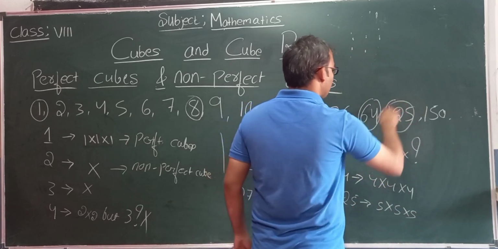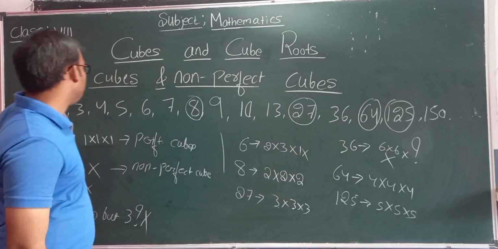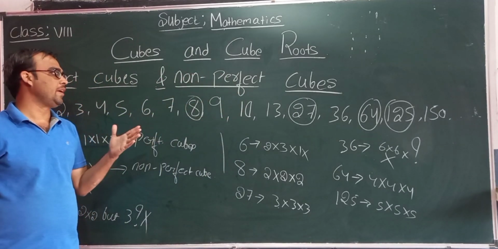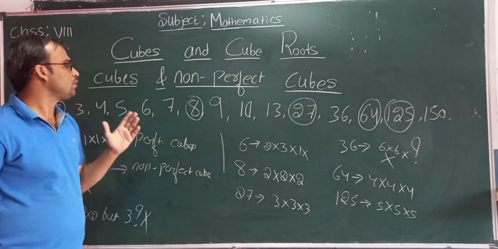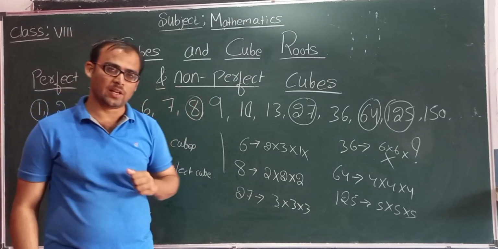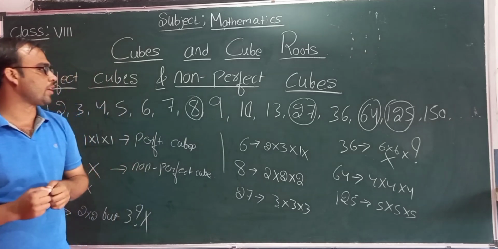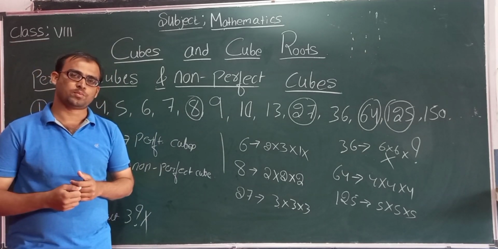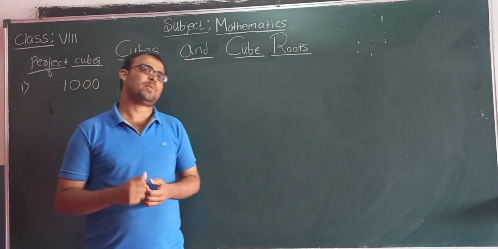So, students, the numbers which I have circled are perfect cubes, and the numbers which I haven't circled are non-perfect cubes. I hope you have understood what perfect and non-perfect cubes are. Students, now we'll find the perfect cubes.